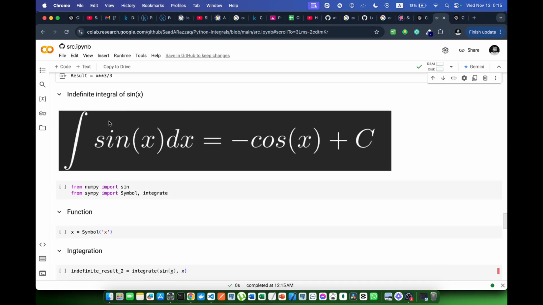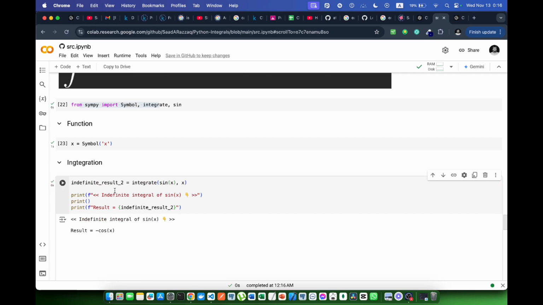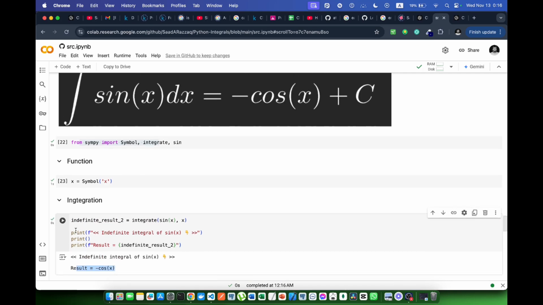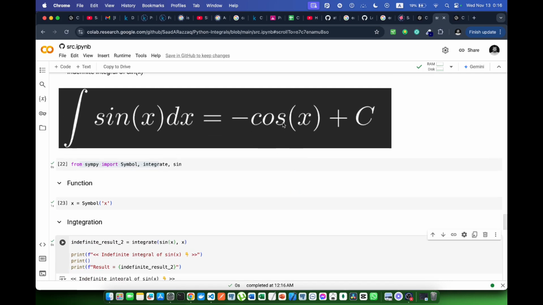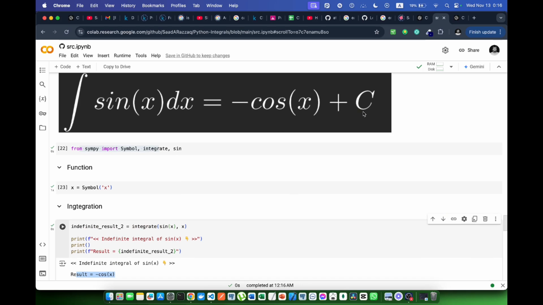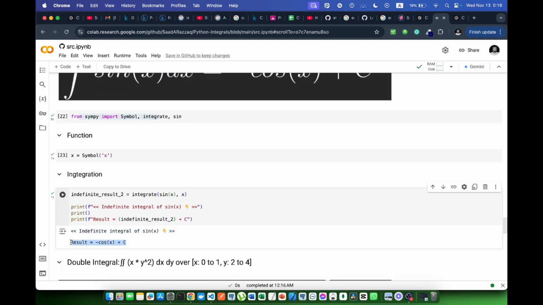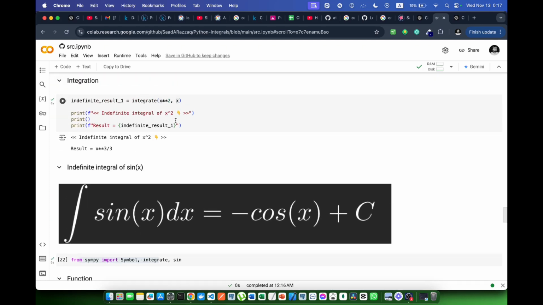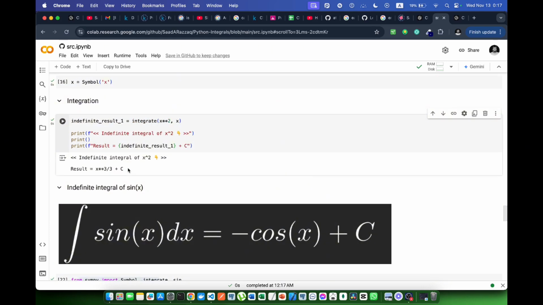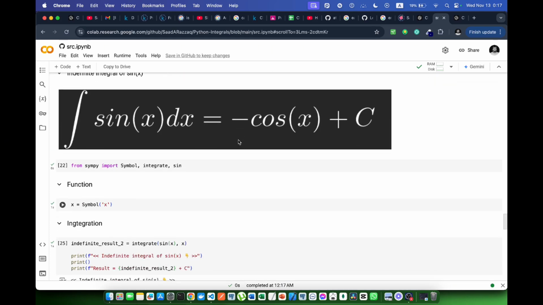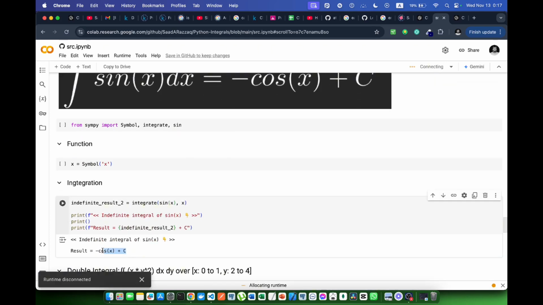Now indefinite integration of sine x. So yes, minus cos x is our answer. As you can see here, minus cos x. If you want this plus c to be seen over here, you can just write it like this, plus c. So here you can see all the results. I will also add the plus c over here as well. X cubed by 3 plus c, and this one minus cos x plus c.